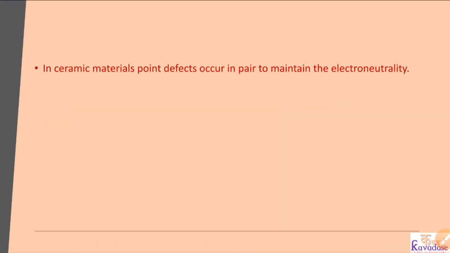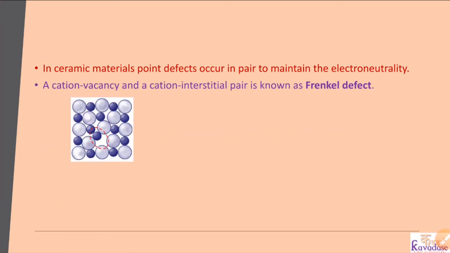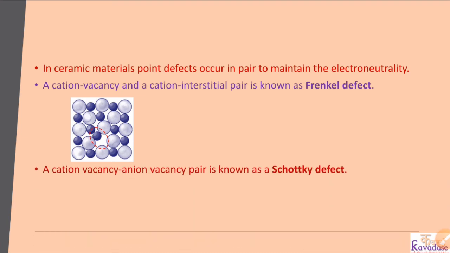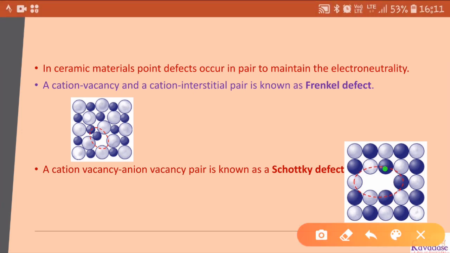In ceramic material, point defects occur in pairs to maintain electrical neutrality. A cation vacancy and a cation interstitial pair is known as Frenkel defect, and a cation vacancy and anion vacancy pair is known as Schottky defect. You can see here a black as well as a white atom is missing from this position. So this type of defect is known as Schottky defect, and this black atom is missing from its regular position.